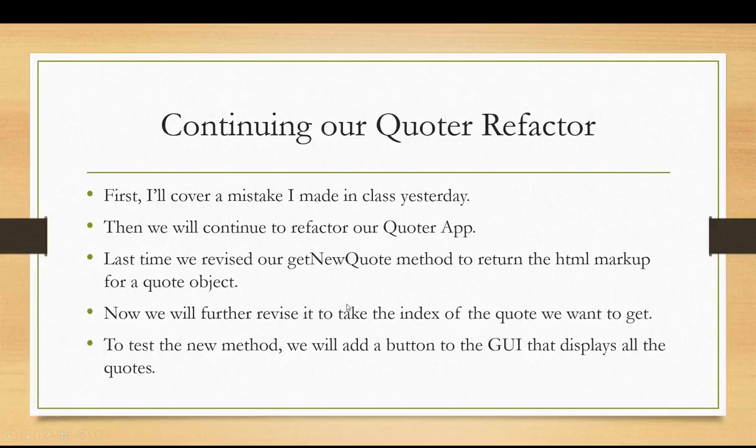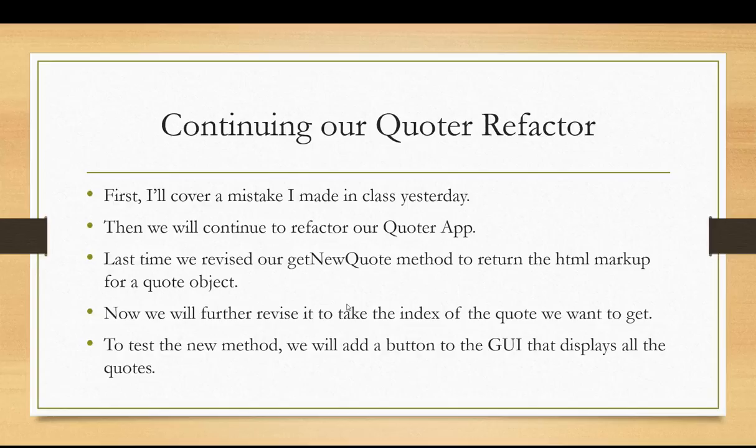Last time we revised that get new quote method and it returns the HTML markup for the quote object, so we can use jQuery to put it into the page where we want. And that's the first step in being able to add multiple quotes to the application, which is what we want to get to. Eventually, we're going to have it set up so the user can search and it'll return a subset of the quotes. We're using the new quote data set that we all built together in class. We have about 75 quotes in it.